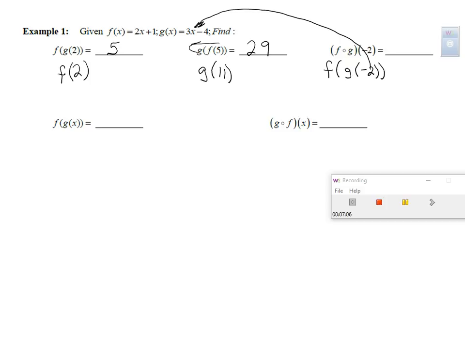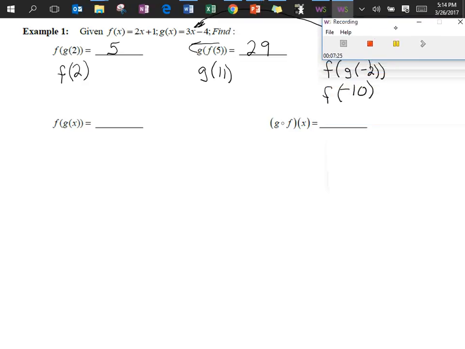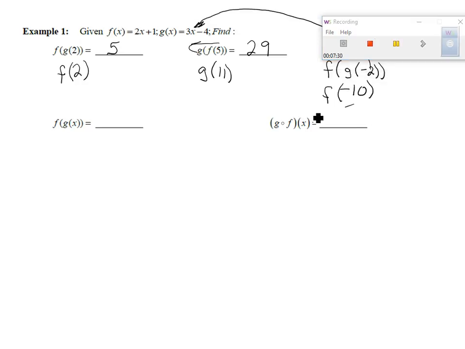3 times -2 is -6. -6 minus 4 is -10. So I've got a -10 for a second. I'm going to plug that -10 now into the function of f. And I'm going to get this thing back out of my way. And if I do that, guys, I'm going to plug -10 right back to there. So I'm going to have 2 times -10 is -20 plus 1. This answer becomes -19. Plug in a number, get a number.